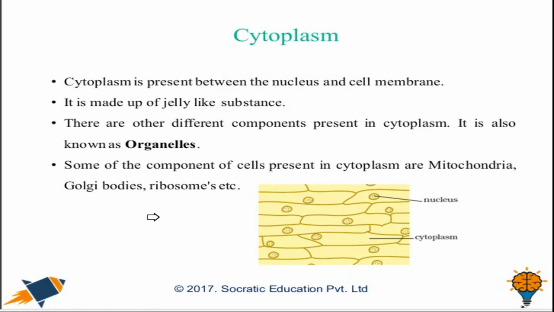Proceed further, and this slide talks about the cytoplasm that is present between the nucleus and cell membrane. Here in the picture you can see it is made up of a jelly-like substance. There are other different components present in the cytoplasm, also known as organelles. Some of the components of the cell present in cytoplasm are mitochondria, which is really important, Golgi bodies and ribosomes.